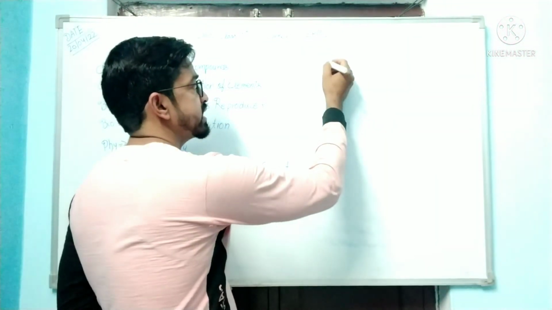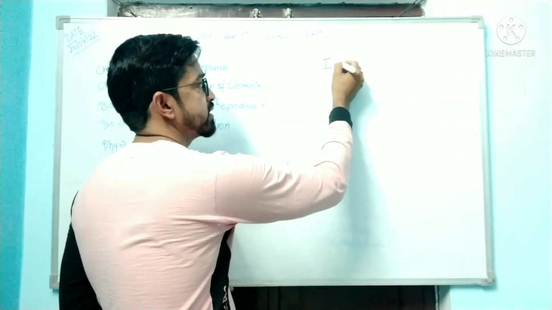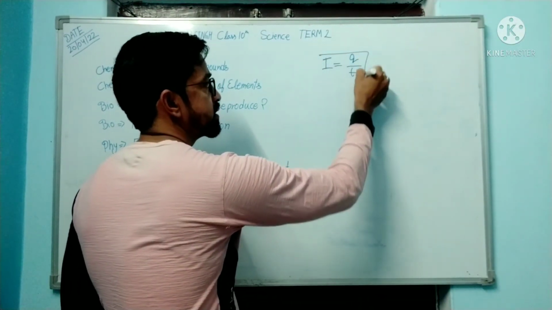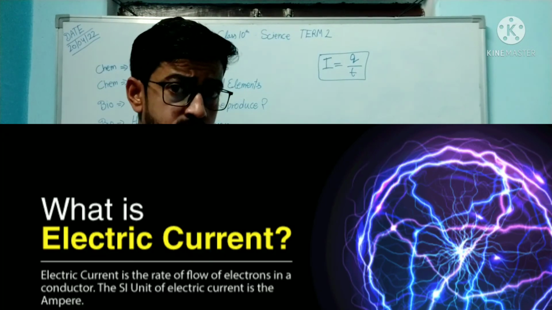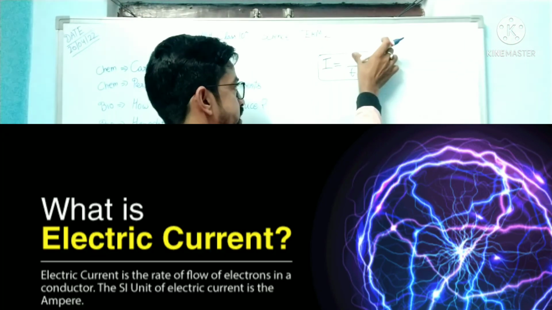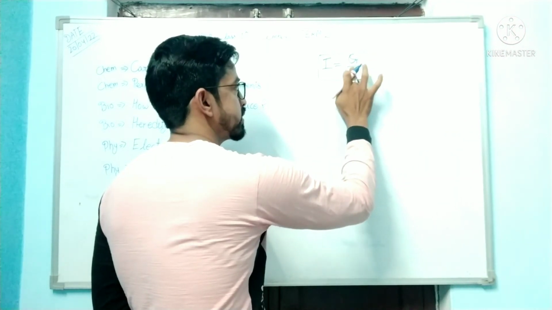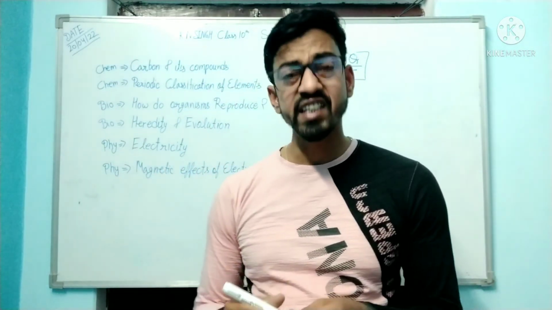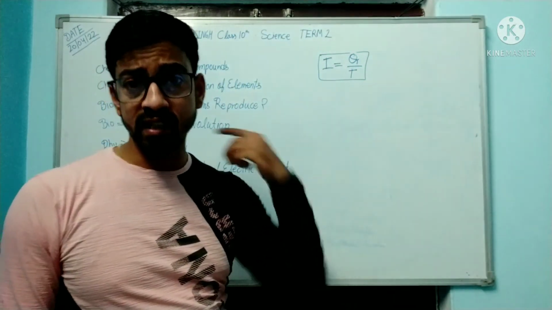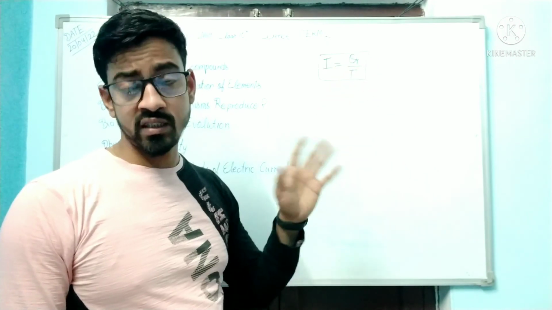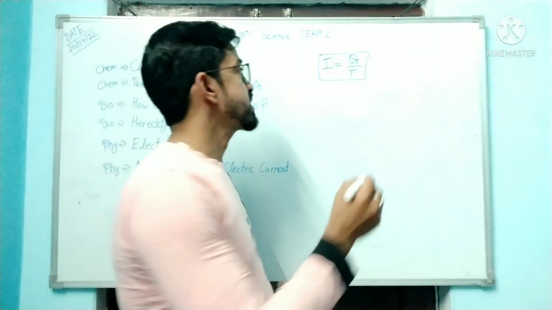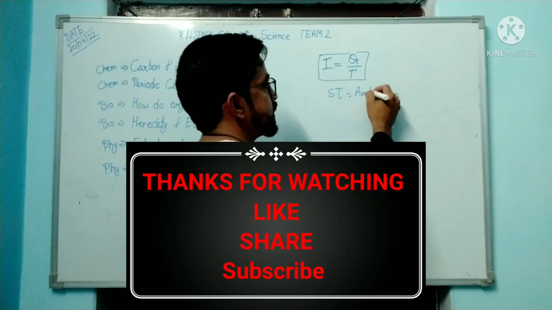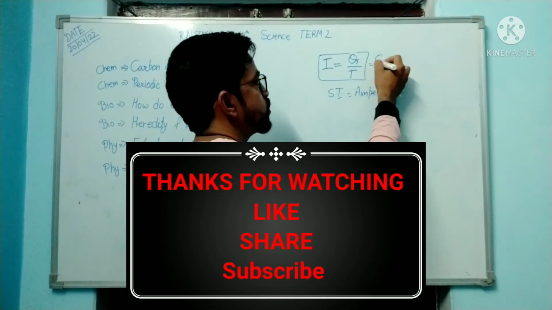First is electricity, I, current. What is current? The rate of flow of charge. I is equal to Q by t. In most books, this Q is also written in capital; you can write according to your convenience. So what is current? The rate of flow of charge is called current, and the SI unit is ampere, and you can also write it as coulomb per second.